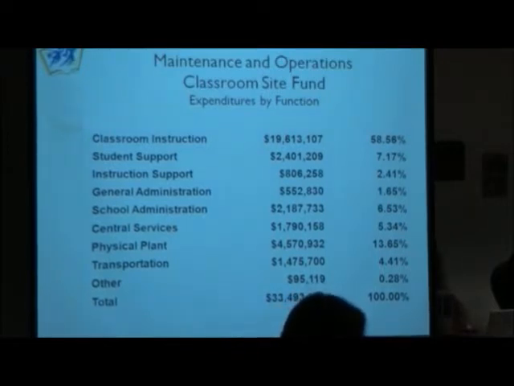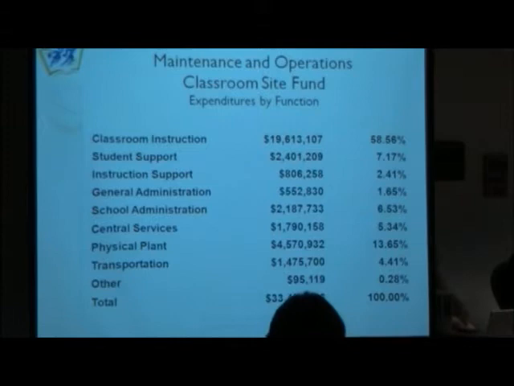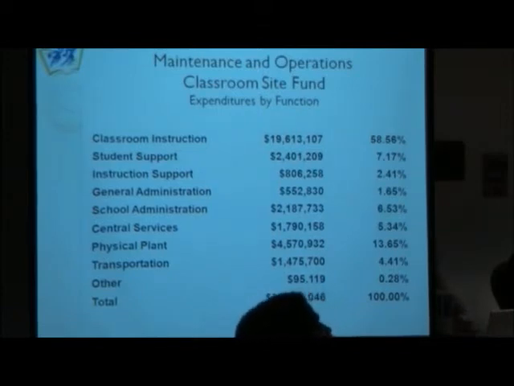Student support, that's everybody who works with students: nurses, psychologists, speech professionals. Instructional support is the support of teachers. That would be your curriculum department, your special ed department, etc.